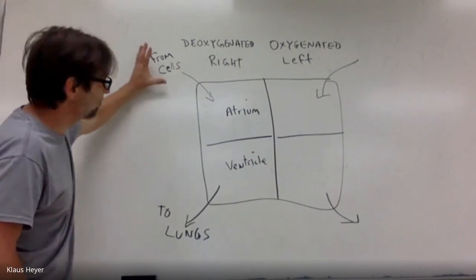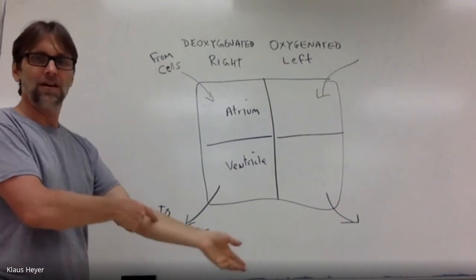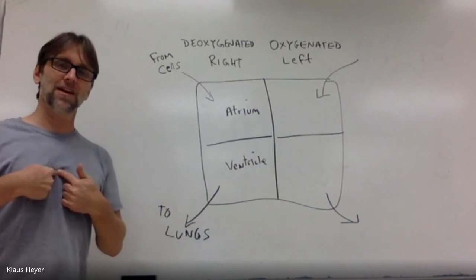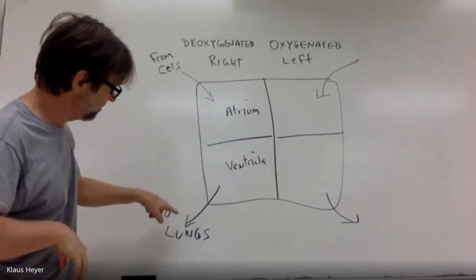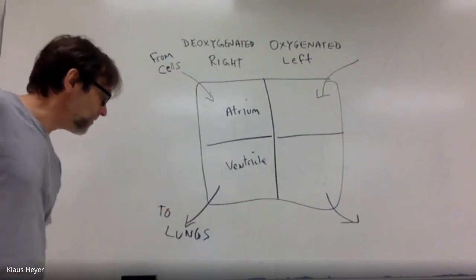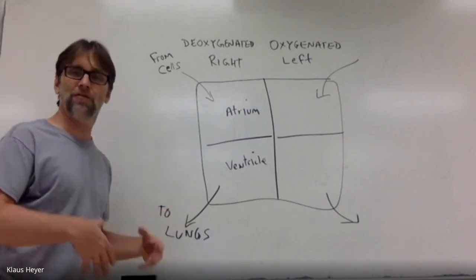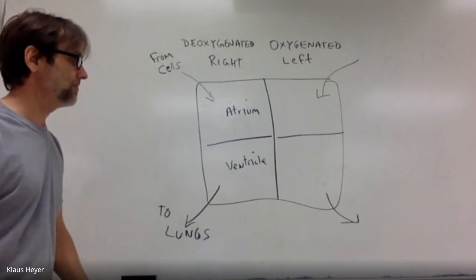So it comes from all your cells. It's going through all your veins and coming up around here, going to my heart. My heart gets it, and it's got to send it to my lungs right next door to get oxygenated. So this blood that used to be in your arms and feet and brain is now headed to your lungs to get oxygen.